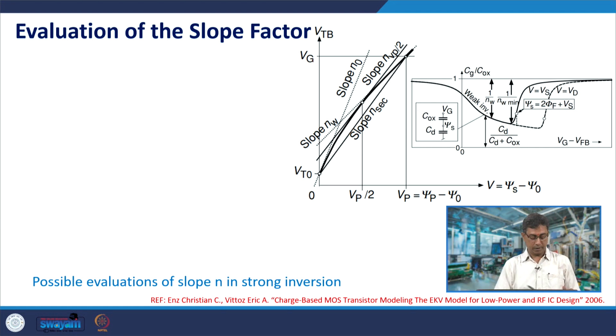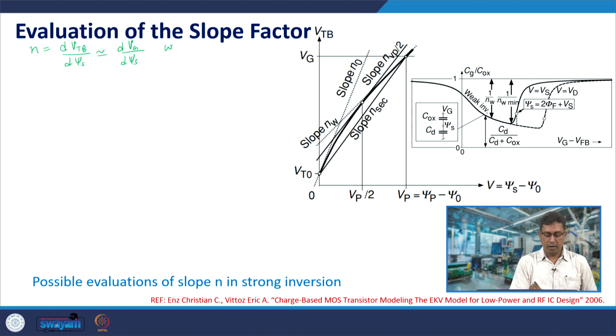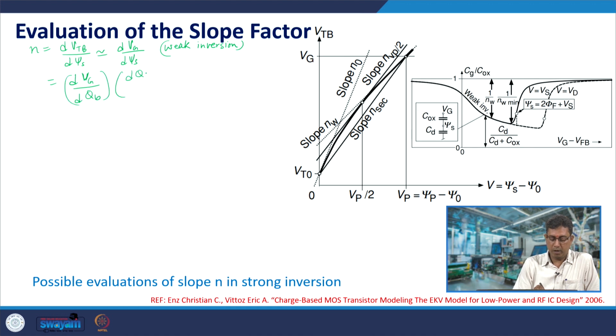So, let us further see this. What is the value of n? Now, we are saying this is nearly equal to dVg by d chi s in weak inversion. This is equal to dVg by dQb into dQb by d chi s. What are these two actually standing for?